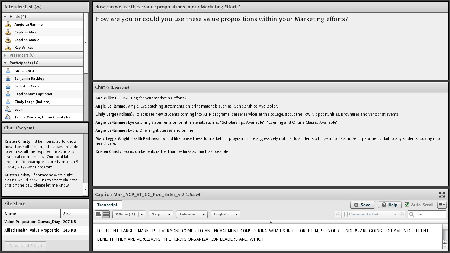Everyone comes to an engagement considering what's in it for them. And so your funders are going to have a different benefit that they're going to be perceiving. Your hiring organization leaders are going to perceive something different than your preceptor people. Your HR folks are going to think different things than the leaders of the departments that the allied health folks will be hired into. So you have a lot of different targets, and your language should be specific.